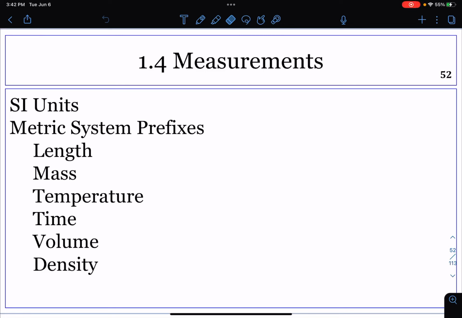In this lesson, we'll discuss the properties and units of length, mass, volume, density, temperature, and time. We'll also discuss something called SI units, the metric system, as well as scientific notation.